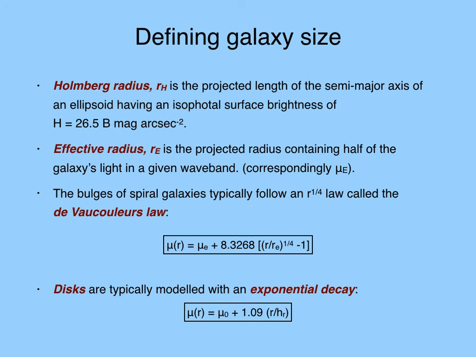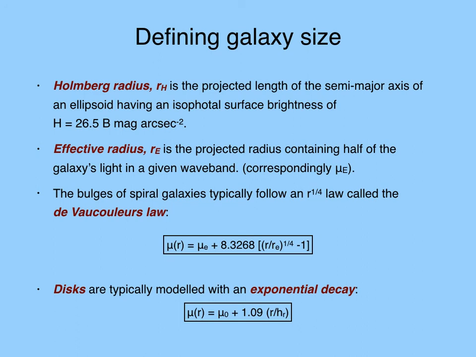The Holmberg radius is the projected length of the semi-major axis of an ellipsoid, which has an isophotal surface brightness of 26.5 B magnitude per arcsecond squared. Effective radius is the projected radius containing half of the galaxy's light in a given waveband.